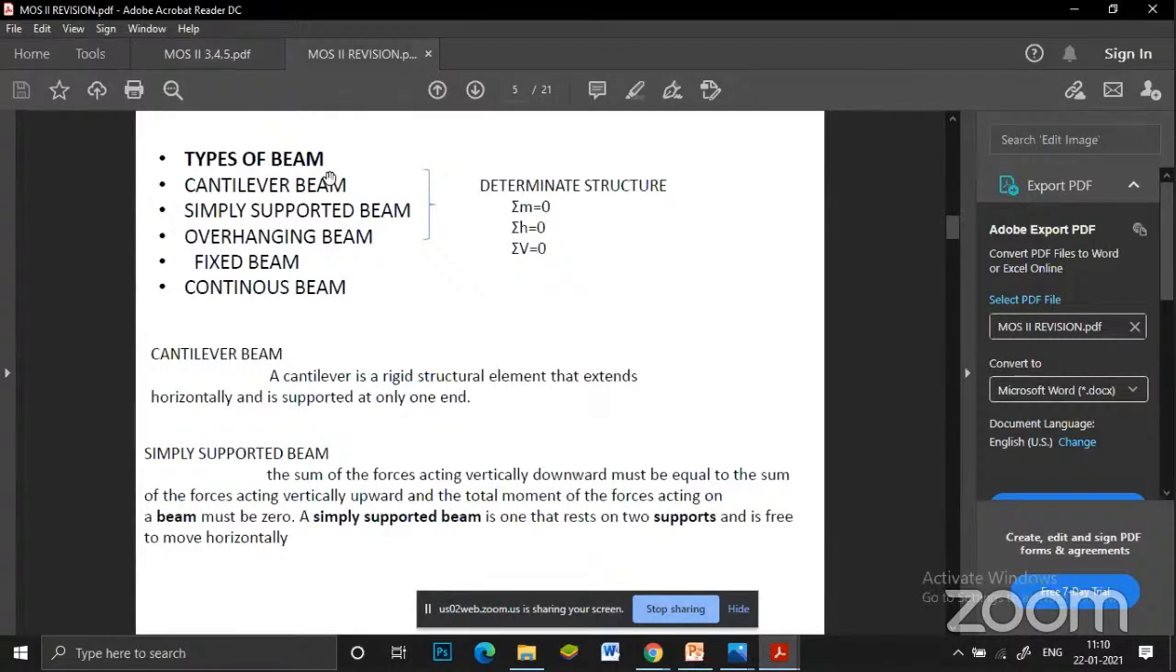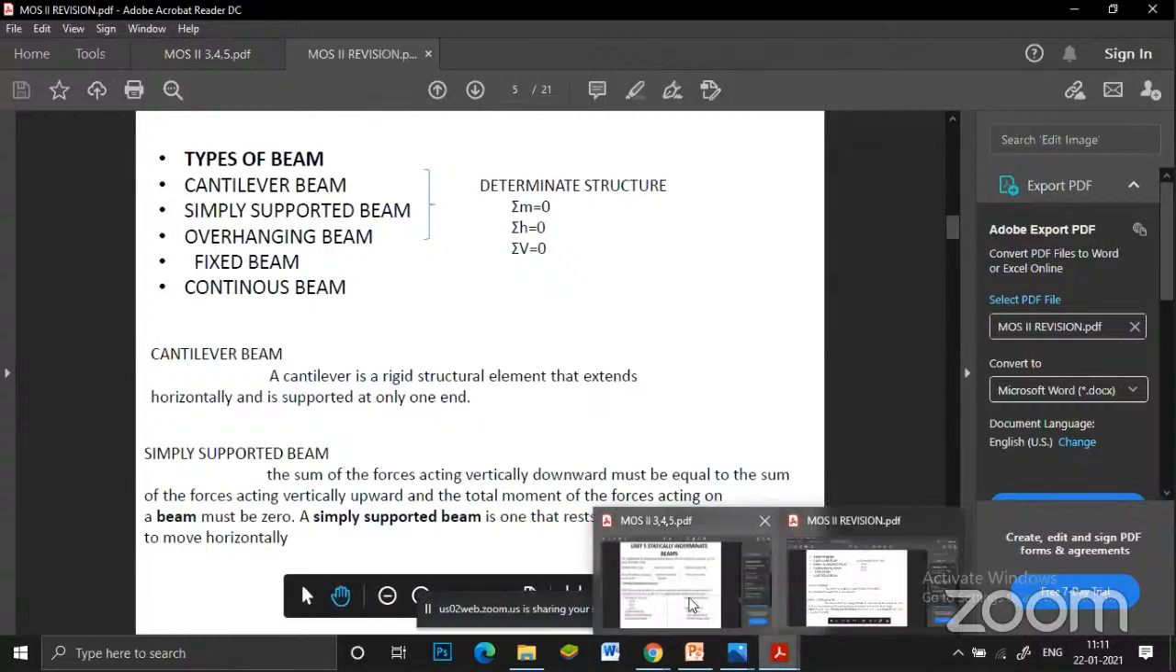And in that case, we have considered this: if it solves the equilibrium equations, nothing but summation of M equal to 0, horizontal and vertical forces equal to 0. If it solves these equations, then it is a determinate structure. We have seen that it is a determinate structure, for example, cantilever beam, simply supported beam, and the overhanging beam, right?